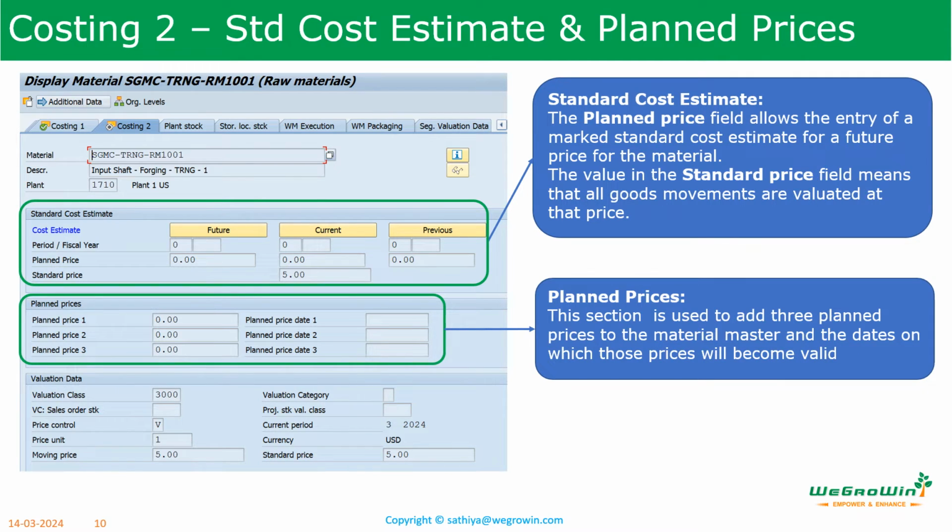And then planned price. Planned price is used to add three planned prices to the material master, with the date on which the prices become valid. These things will be used in different ways by different companies. So please check with your controlling team or controlling costing consultant to understand this point clearly, because how it is used depends on the companies' accounting policies and what purpose they use it for.